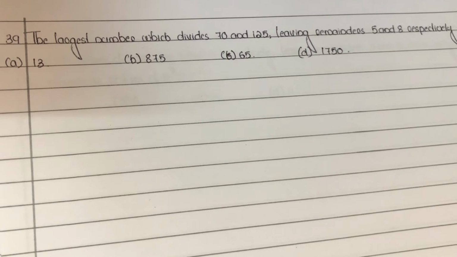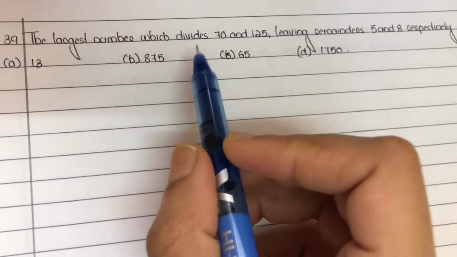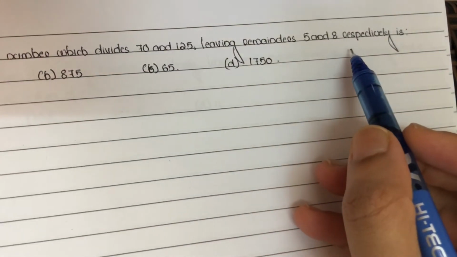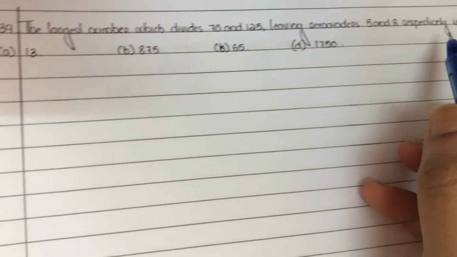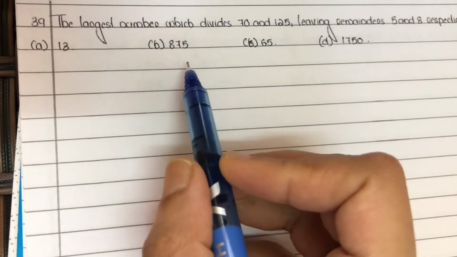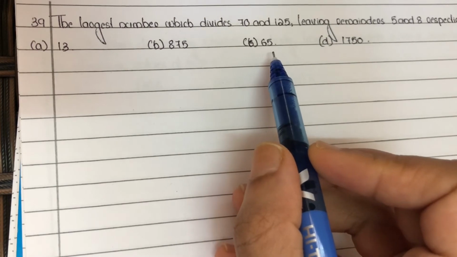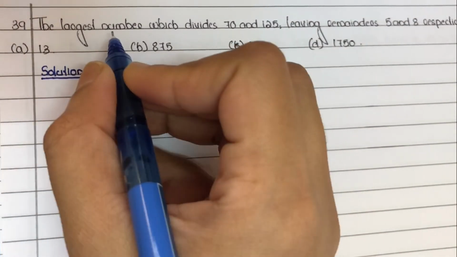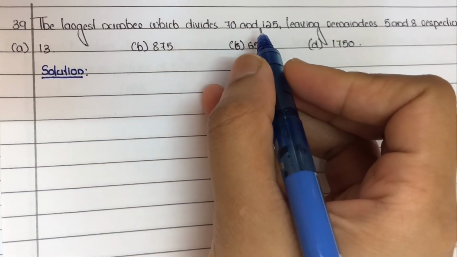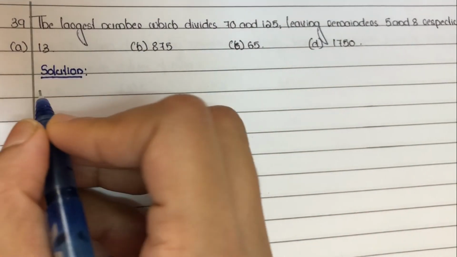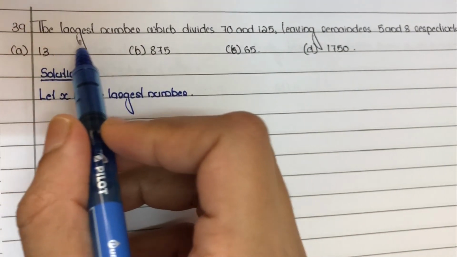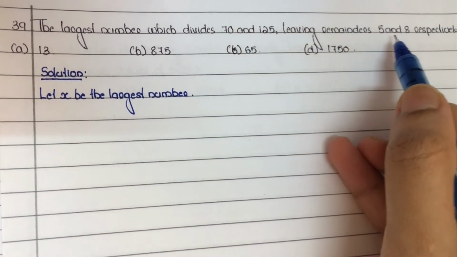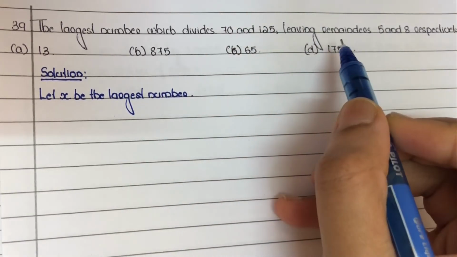Next, number 39. The largest number which divides 70 and 125, leaving remainders 5 and 8 respectively, is: option A 13, option B 875, option C 65, option D 1750. First, let x be the largest number which divides 70 and 125, leaving remainders 5 and 8 respectively. What's the meaning of this sentence?